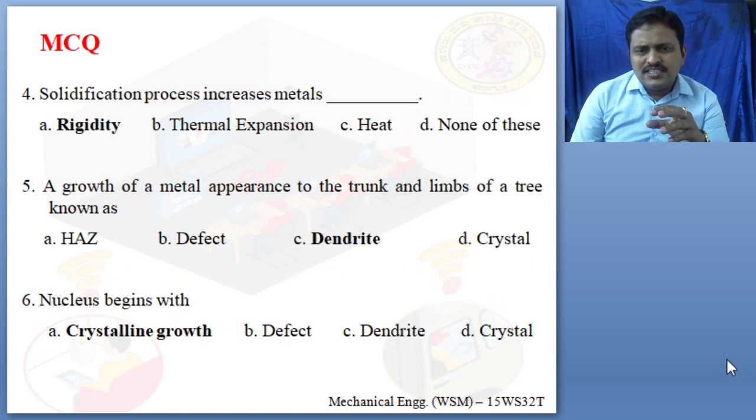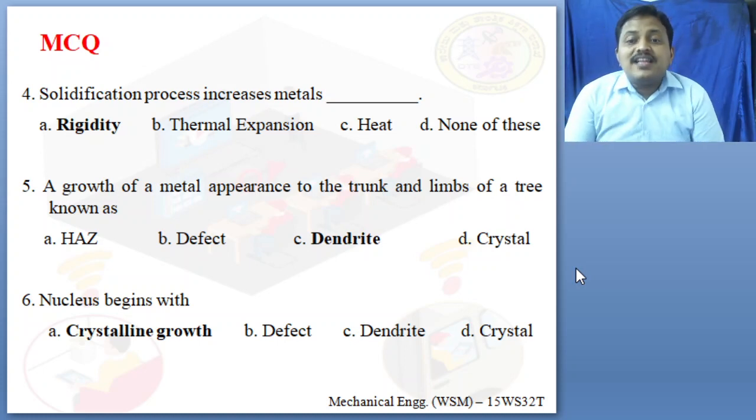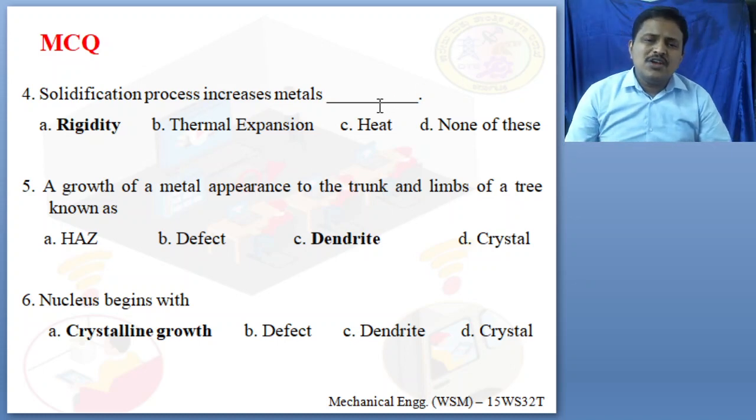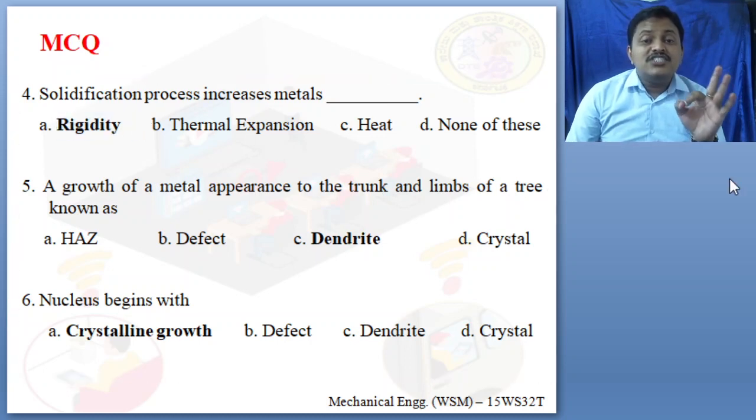So next, question number D. The solidification process increases metal what? What is it going to increase? The metal is going to get rigid, meaning it is going to become solid. So what does it increase? It increases the rigidity. A, rigidity, is the right answer. It is not going to increase thermal expansion, heat or whatever it is. Okay, so it is going to increase the rigidity.